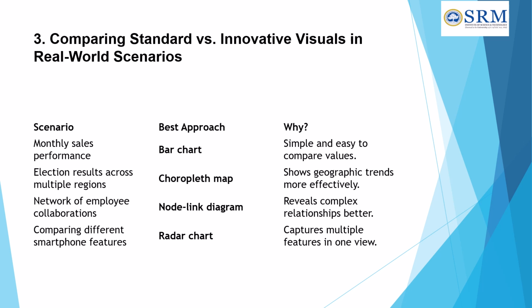trends. To understand a network of employee collaborations, a node link diagram is ideal because it reveals complex relationships clearly. Finally, when comparing different smartphone features like battery life, camera quality and price, an innovative visualization such as a radar chart or parallel coordinates plot can display multiple features at once, making comparisons easier.